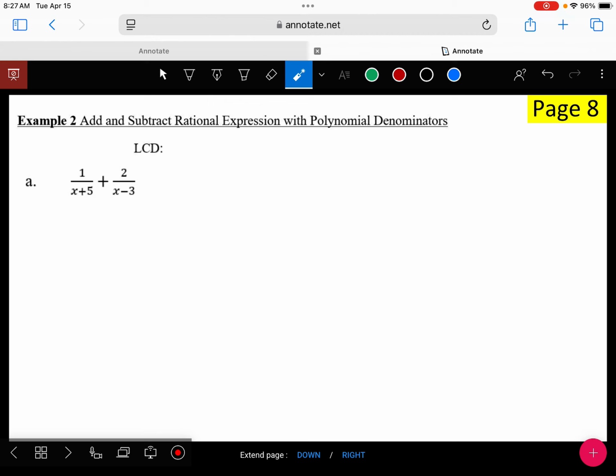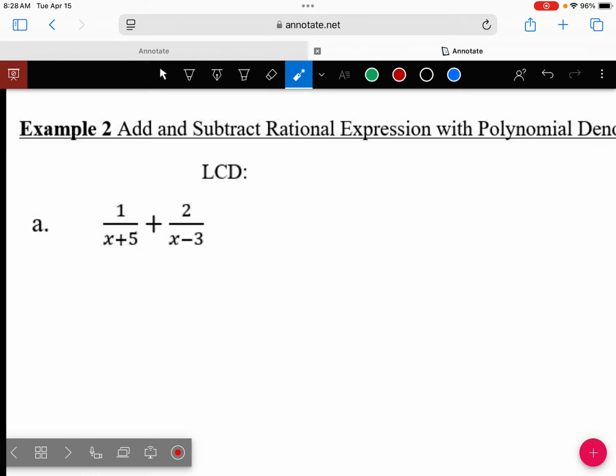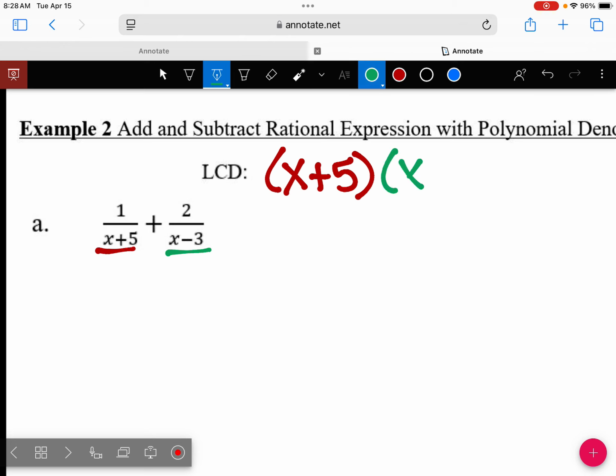All right, 2 more. We're going to practice this all week because I do know adding and subtracting is a lot harder than multiplying and dividing. For this one, now we have what we call a binomial. This counts as one term also because there is an addition sign. And this is one term. So this time my LCD would be x plus 5, and I don't need to break it down because it's groups. So x plus 5, which is already factored, and x minus 3.